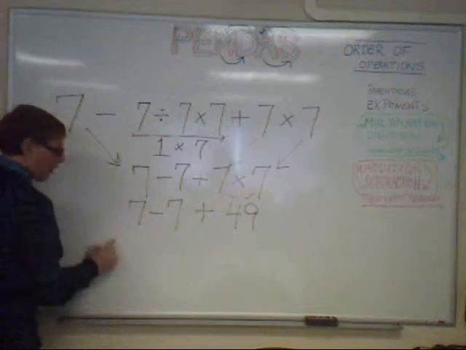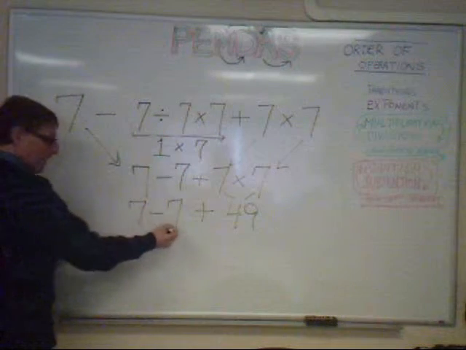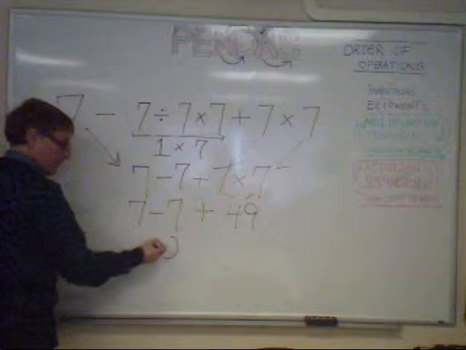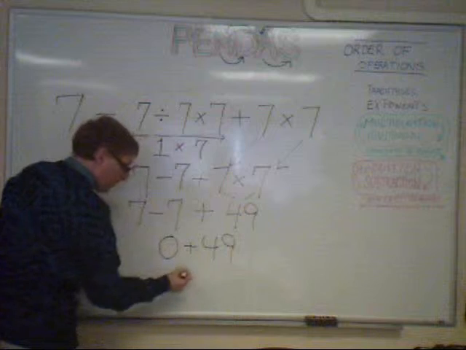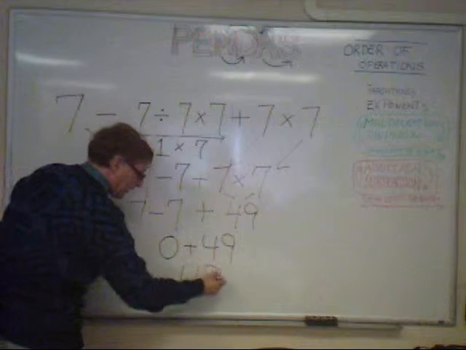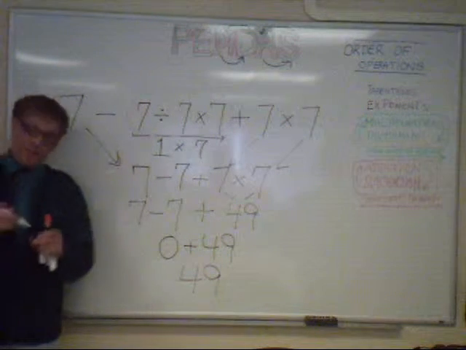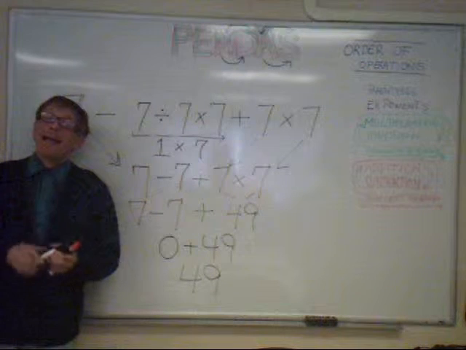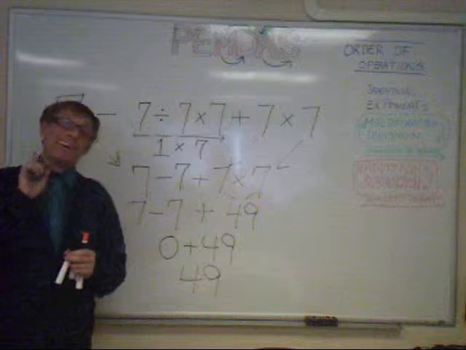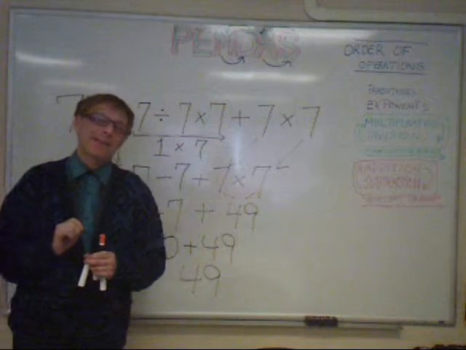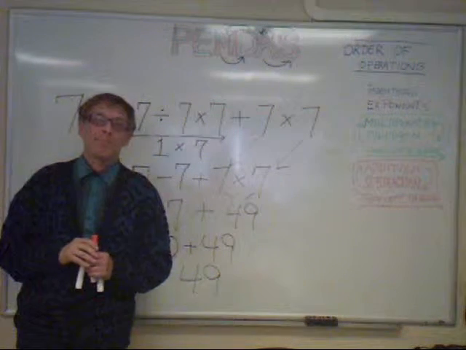They are equal priority. So I do my 7 minus 7 first, which gives me 0 plus 49. And that gives me a positive 49, which is a lot different than negative 49. That's how you do PEMDAS, and that's how you do PEMDAS carefully to avoid the PEMDAS trap.